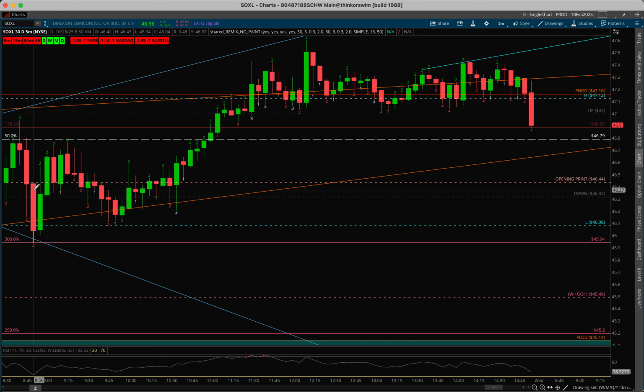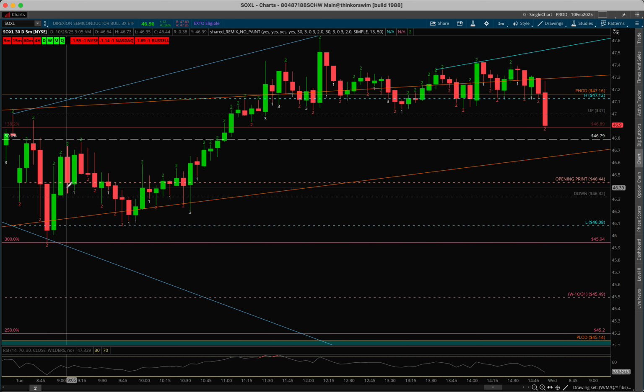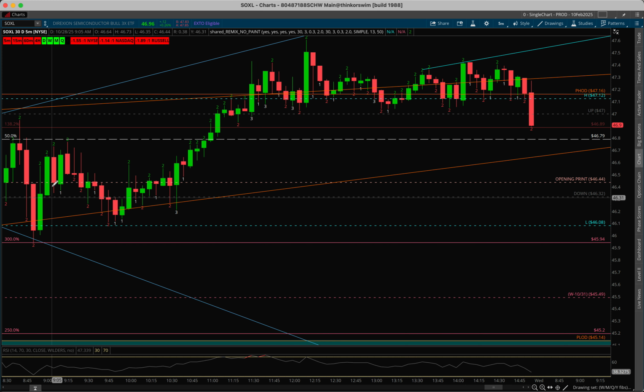But when we pushed through over the opening print, we got a bounce off of the overnight low. So showing strength there, right? If we would have pushed through the overnight low and continued to go down towards the week flip, then that would have been a sign of weakness there. But the bounce gives you a sign of strength.